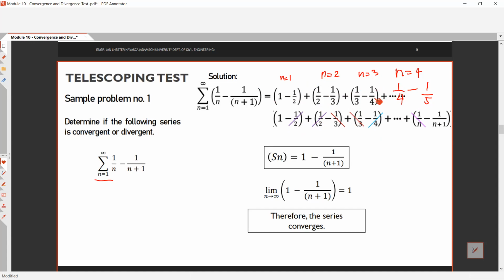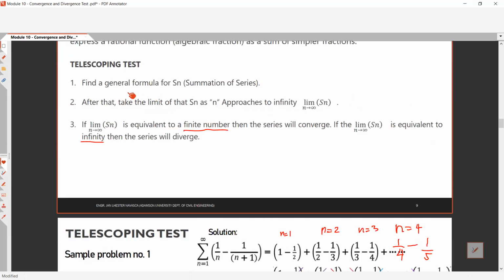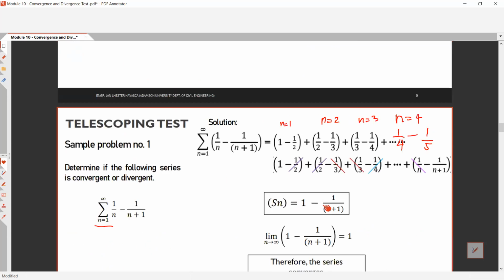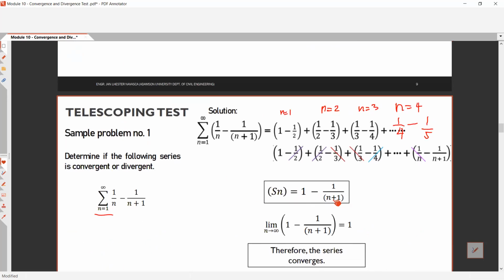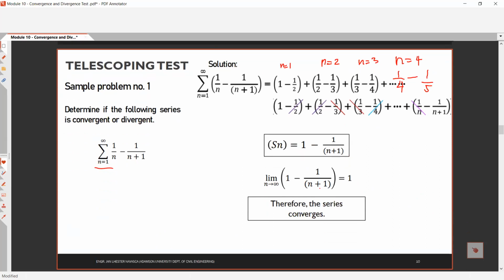So therefore, we can generalize the formula for the summation of the series as 1 minus 1 over n plus 1. Okay, so bakit nangyari to? Yung first term kasi is always 1.